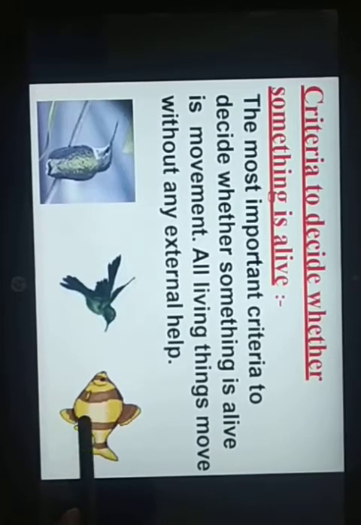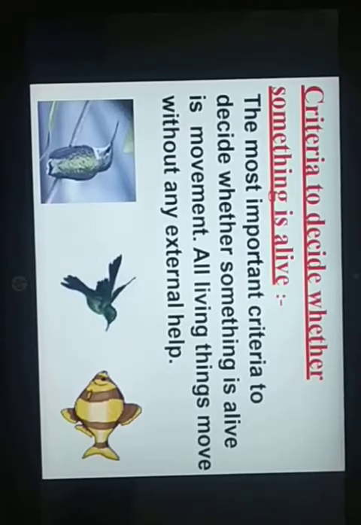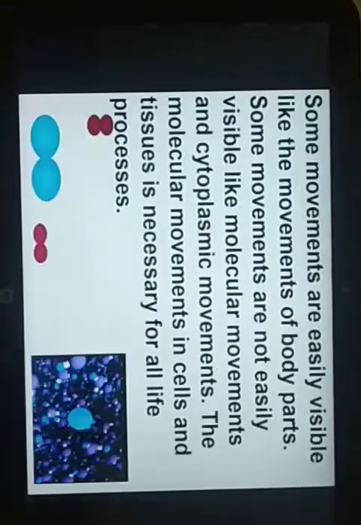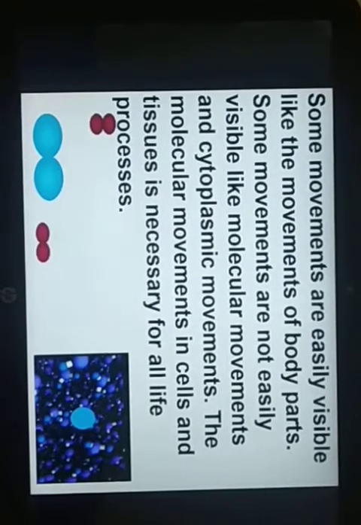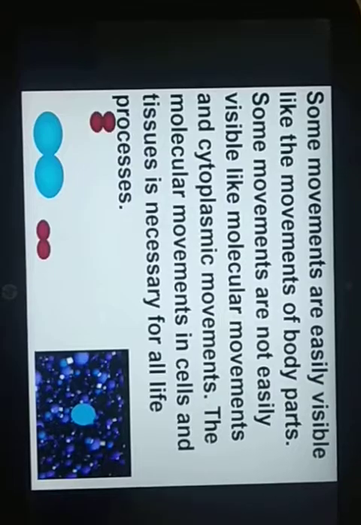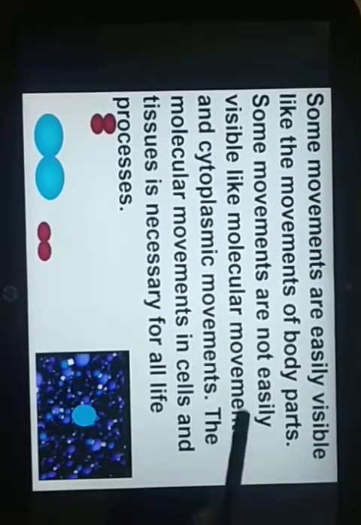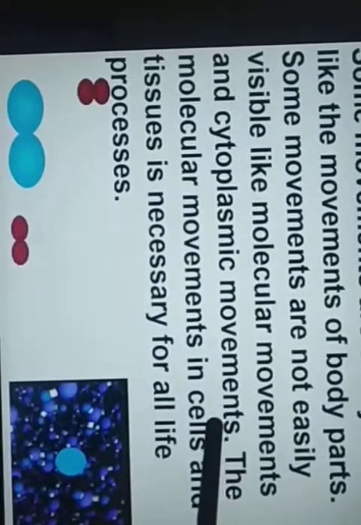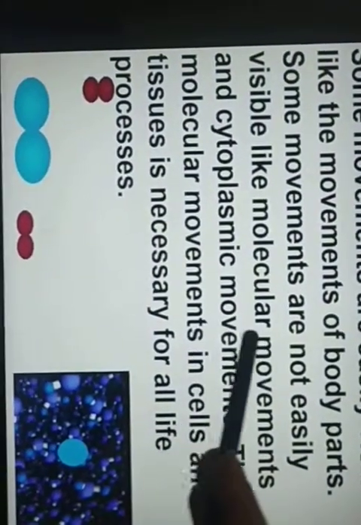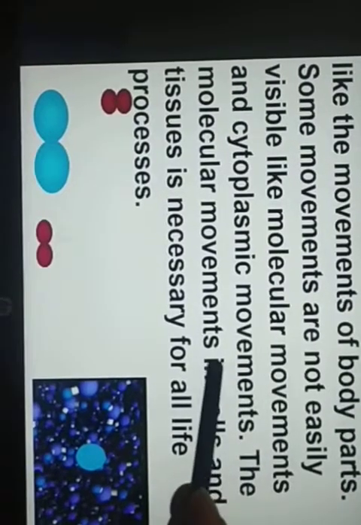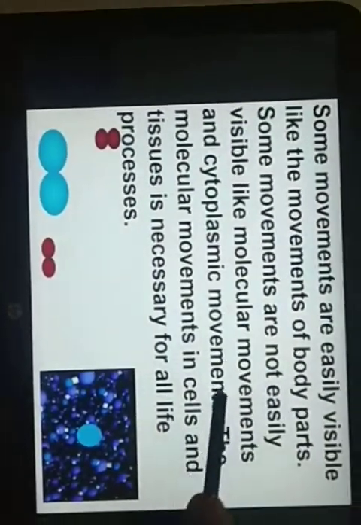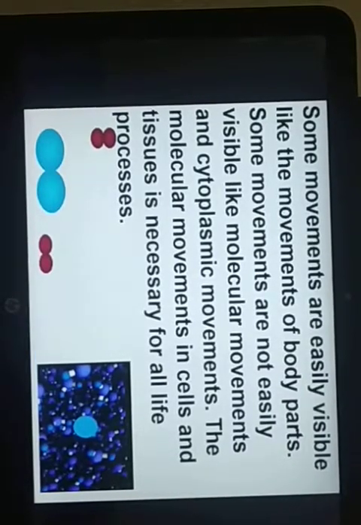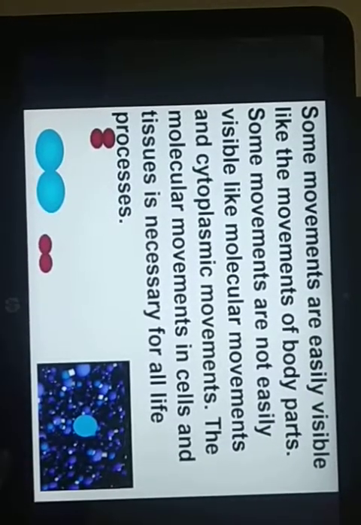But yes, in some cases, like in case of plants, we know that they do not move on their own. Fine. So in that case, we think that how movement can be a criteria. But in plants also, molecular movements, cytoplasmic movements are continuously going on inside the cell. These movements are not visible, but still these are going on inside the cell. So movement can be considered an important criteria to find out whether something is living.